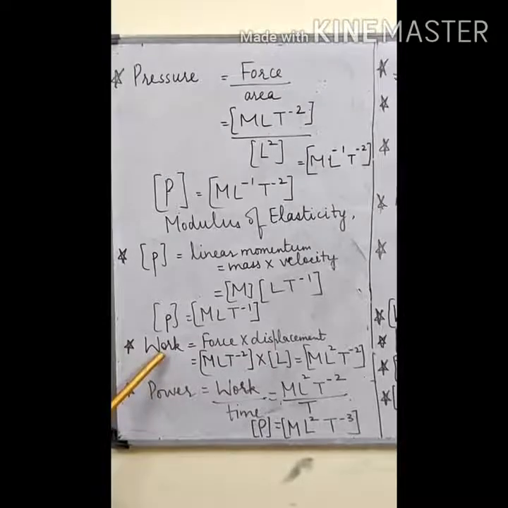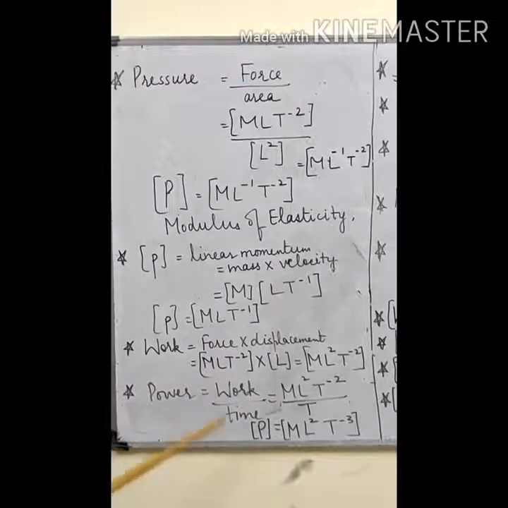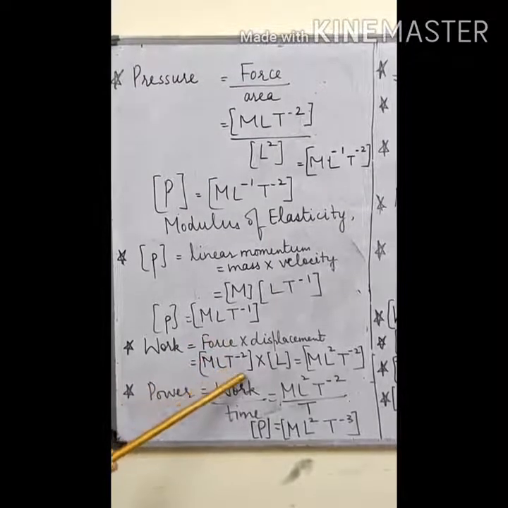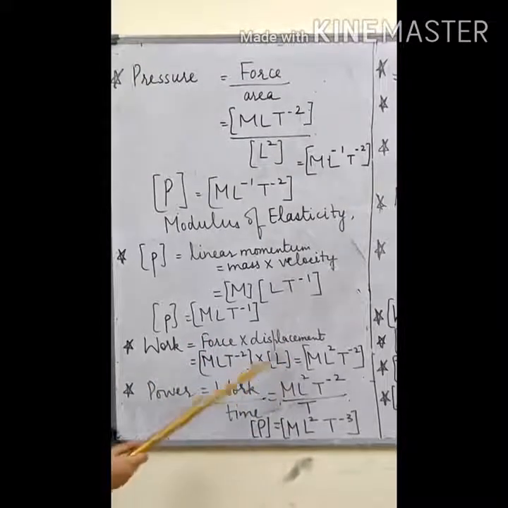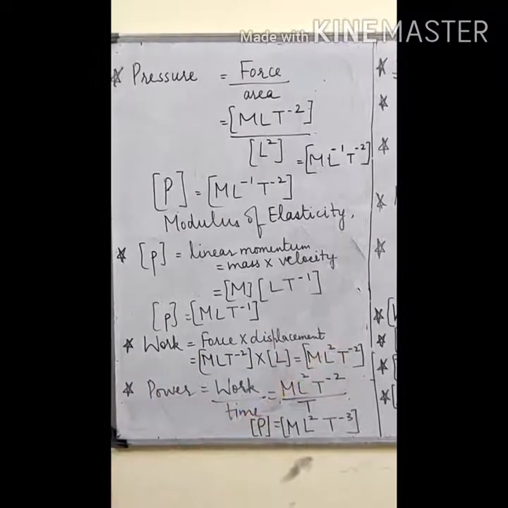Next is work done. Formula is force into displacement. Dimensions for force MLT^-2, displacement L. The dimensional formula for work will be ML²T^-2.